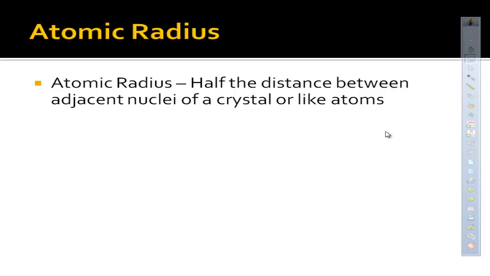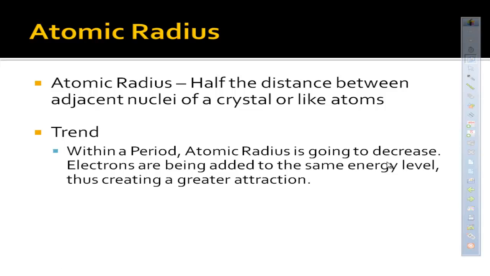And the reason why we cannot measure a single atom is, if you remember that 90% rule, the electrons do not have a defined outer shell. And 90% of the time they are here. So what they do is they measure from the nucleus of one atom to an adjacent nuclei of the next atom. The trend, within a period, the atomic radius is going to decrease.